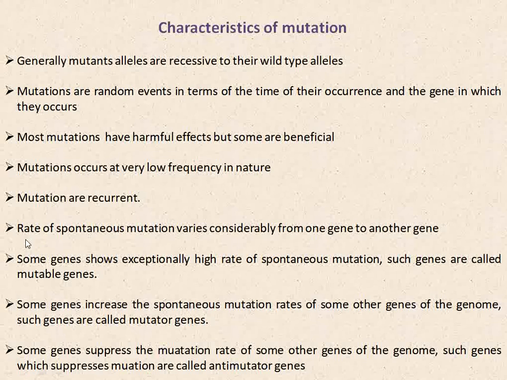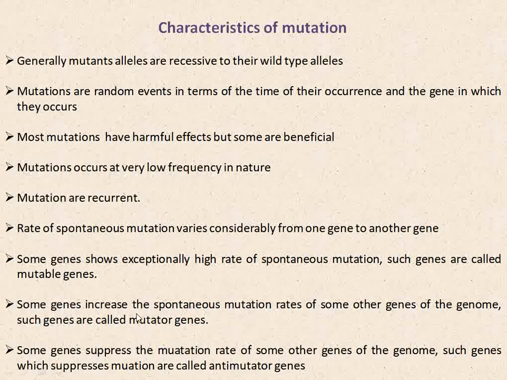Take the spontaneous type of mutation. Mutations which occur naturally without any known cause are called spontaneous mutations. The rate of spontaneous mutation varies considerably from one gene to another. Some genes show an exceptionally high rate of spontaneous mutation, and such genes we call mutable genes.